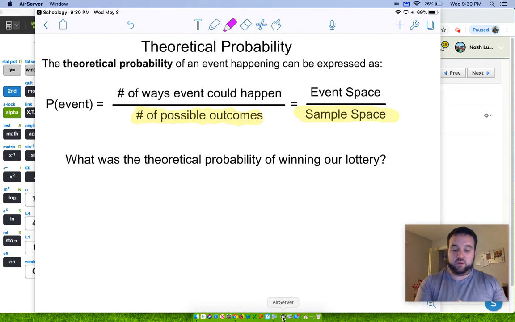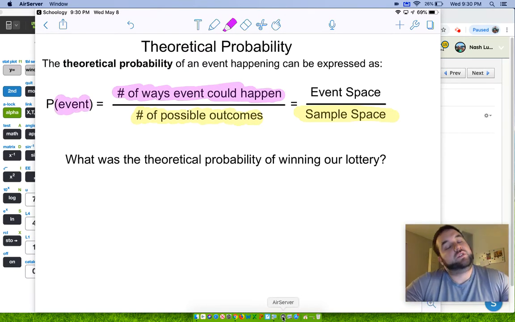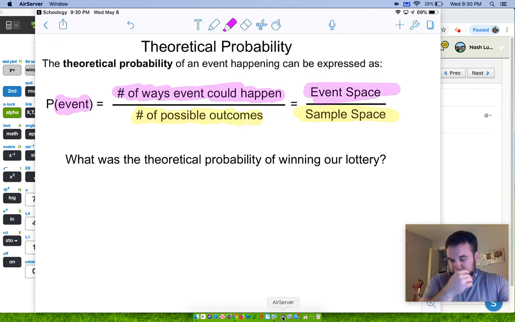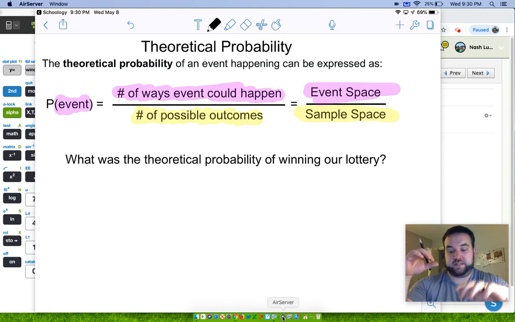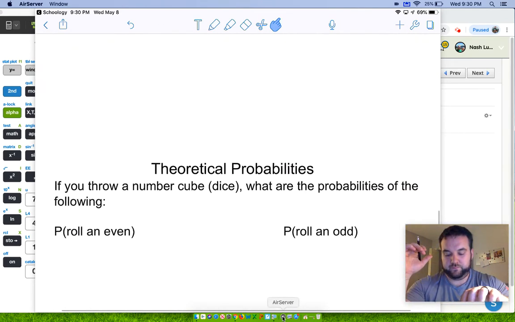The numerator is the number of ways that a certain event could happen, and that event is what you're trying to find the probability of. So if I said, what's the probability that you roll a 2? The numerator would be how many 2s are on that die, and there's 1. That is what we call the event space. So we have sample space is the denominator, or how many outcomes you could have, and the event space is how many ways a specific event can happen. So there's that theoretical probability.